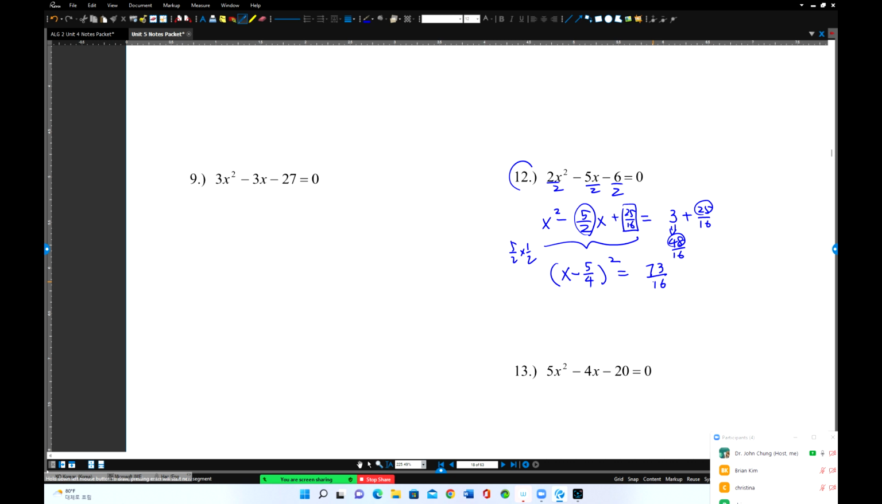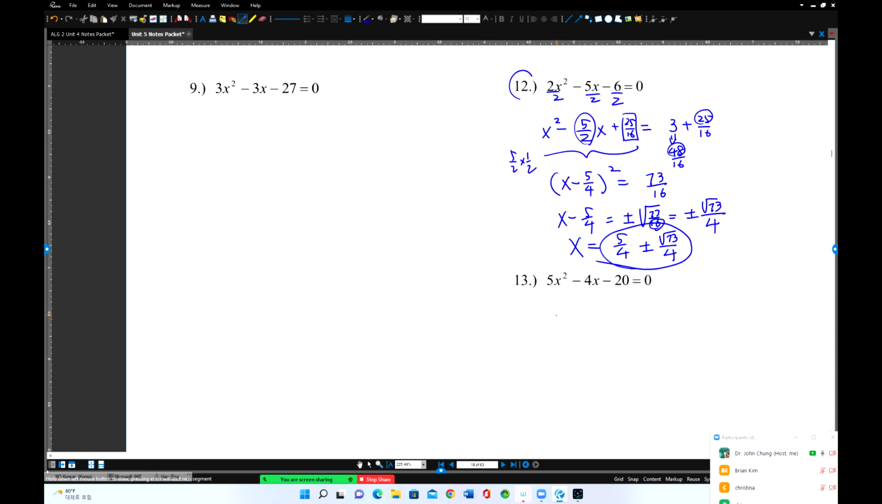Now square root: x minus 5 over 4 equals what? Plus or minus square root of 73 over 16. But 16 is 4 squared, right? So it looks like this: root 73 over 4, isn't it? Now finally we can add 5 over 4, right? Because we're going to find the value of x over here. X equals 5 over 4 plus minus square root 73 over 4. That's the answer, okay?